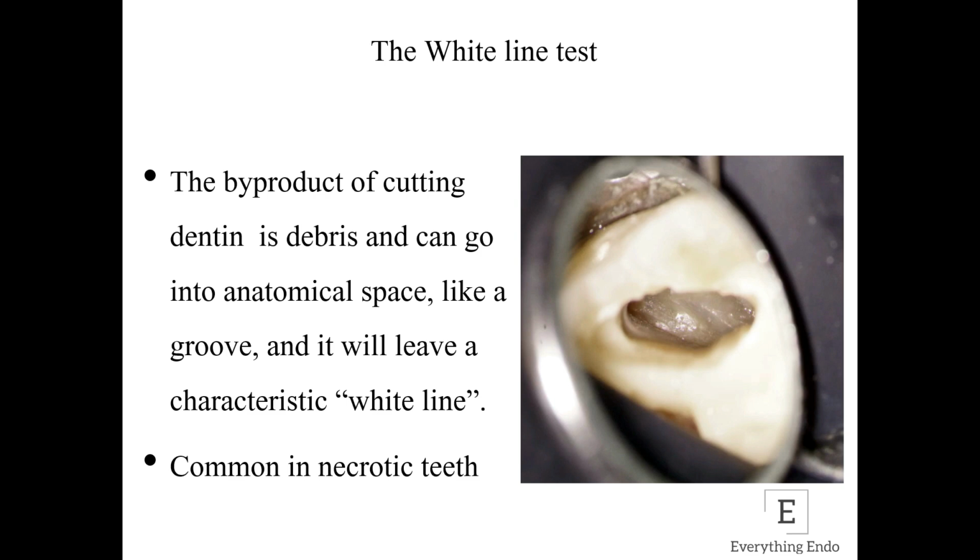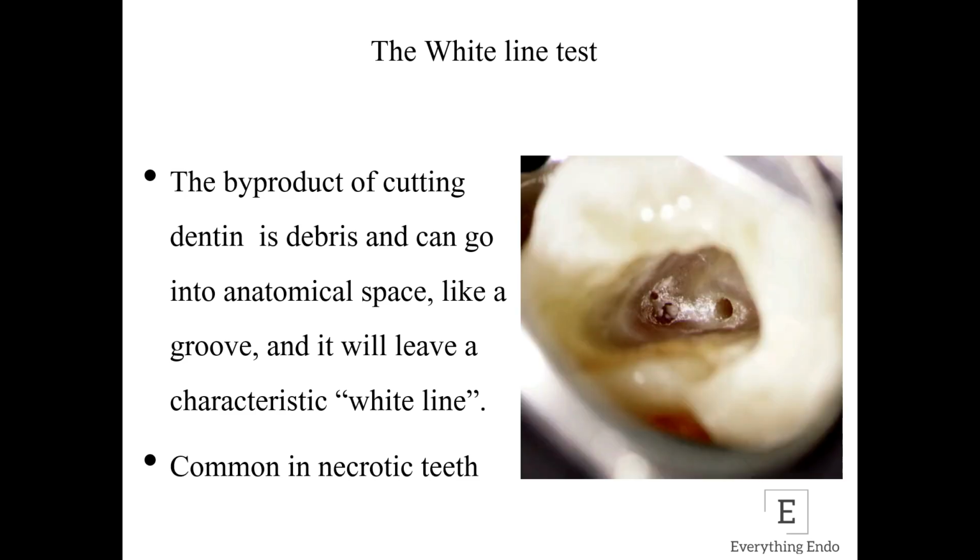Another very important test to locate an MB2 canal, for that matter any calcified canal, is the white line test. This test generally applies to necrotic teeth, which do not have too much vital pulp tissue present on the inside. So generally when we go down through the floor of the pulp chamber and locate the canals, we end up depositing debris into a lot of anatomic spaces like a groove, which leave a characteristic white line like this. So generally these hidden anatomic structures are present along these lines. So this is the white line test.